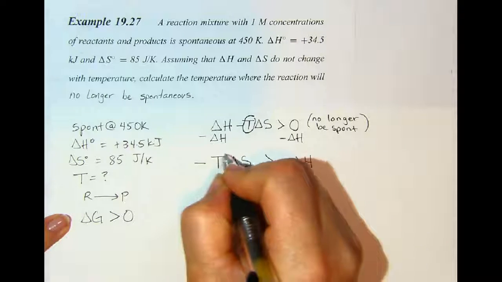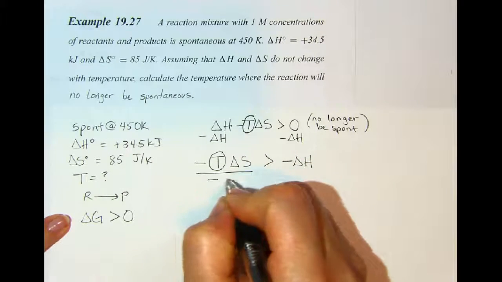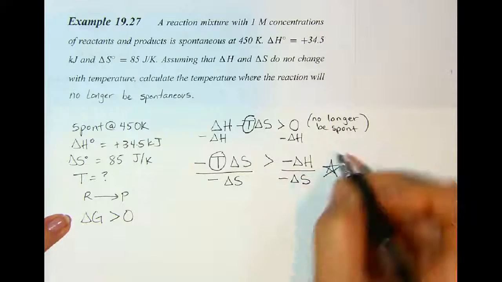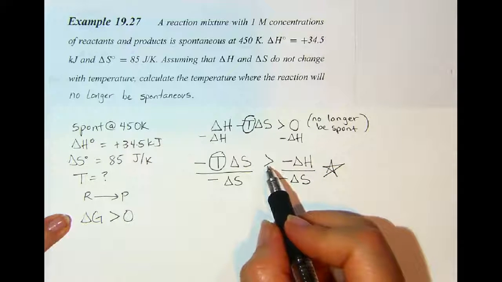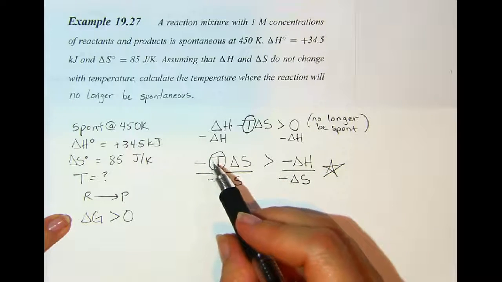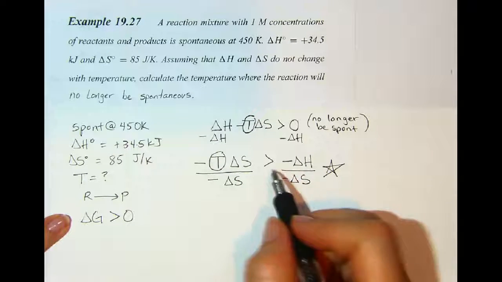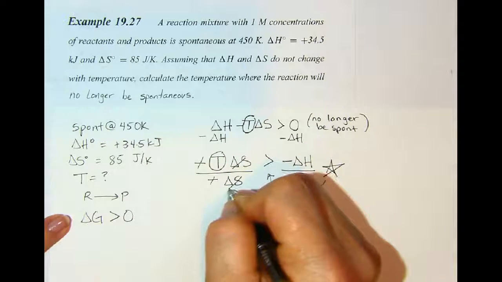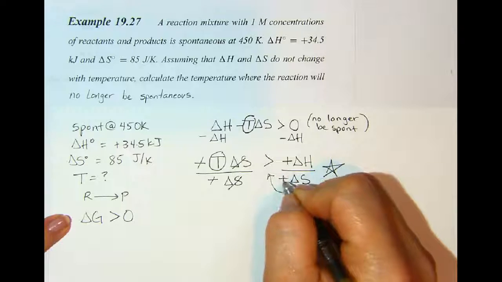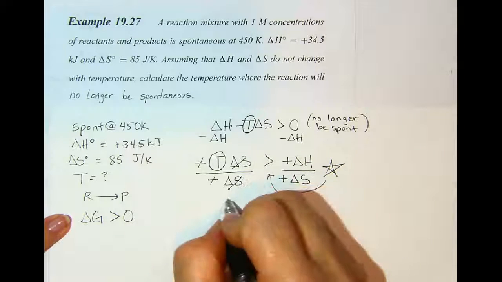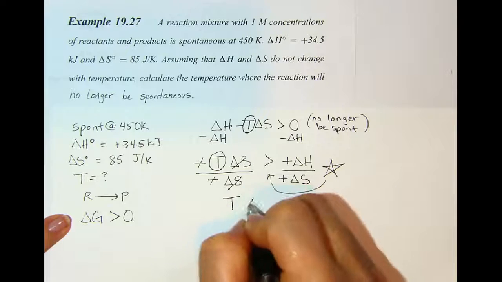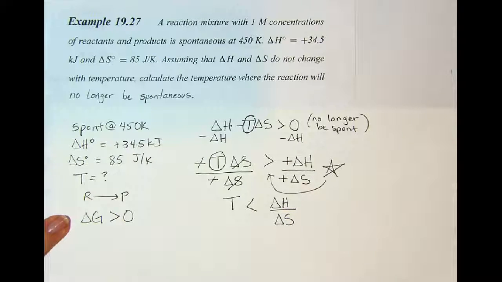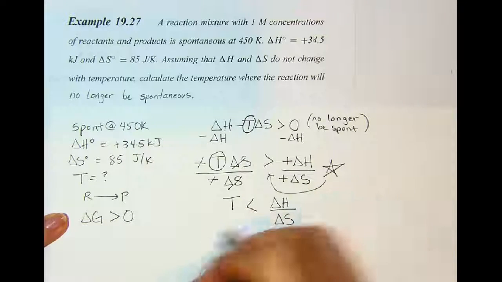Now, I'm still solving for the temperature, so I'm going to divide both sides by negative delta S. Be careful, because when you're dealing with an inequality, if you divide or multiply by a negative, then it causes the inequality to reverse. And so my negatives will cancel, and I have to reverse this sign. So it's really going to be the temperature is less than the value of delta H divided by the value of delta S. So now I can plug in my numbers.